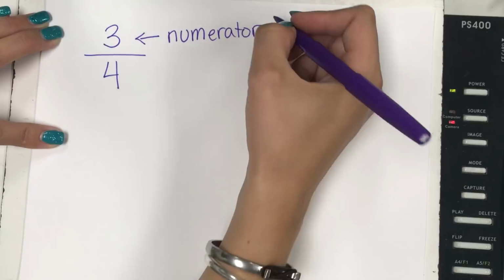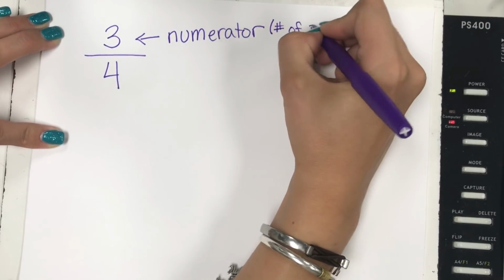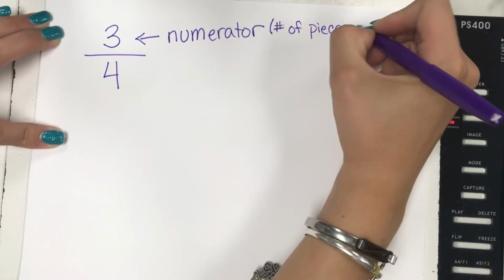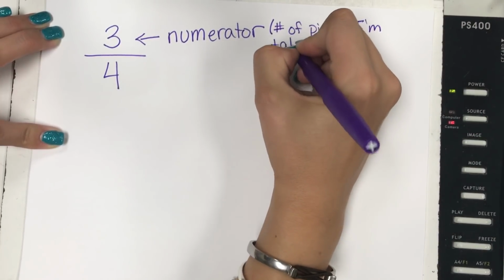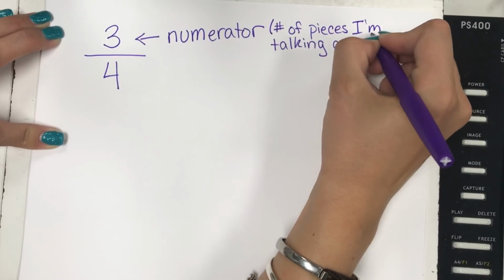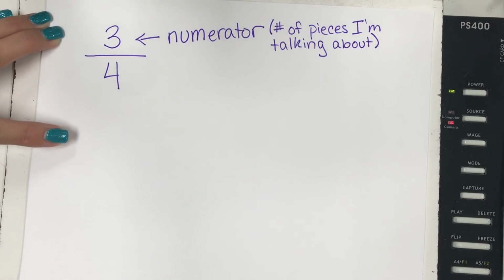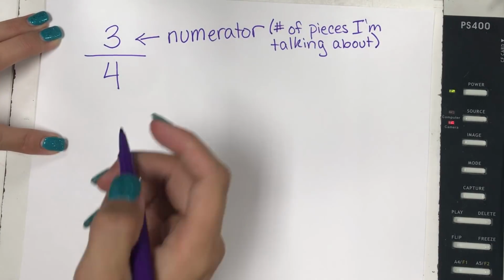And my numerator is going to tell me the number of pieces I'm talking about. That might mean how many pieces are shaded. That may be how many pieces are unshaded. That may be how many pieces were eaten. Any of those things, this is just the number of pieces I'm talking about.